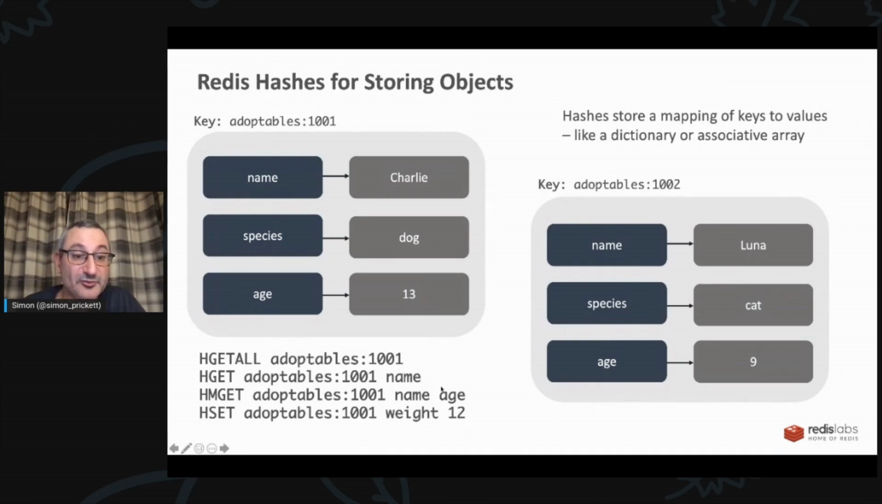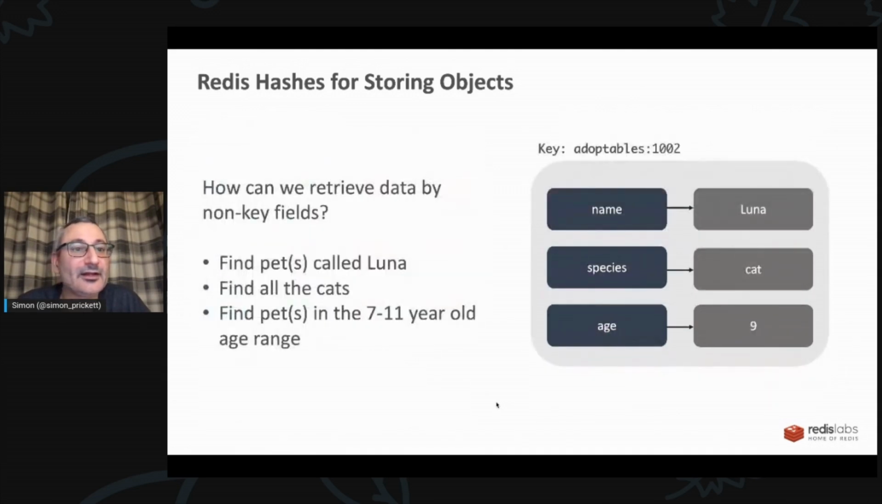We can get an individual field, so adoptables 1001 name, just return the name. We can get multiple individual fields, and we can set things. So we are basically going to be working with data structures that look a bit like this, and we'll actually have a look at some in the database in a second.